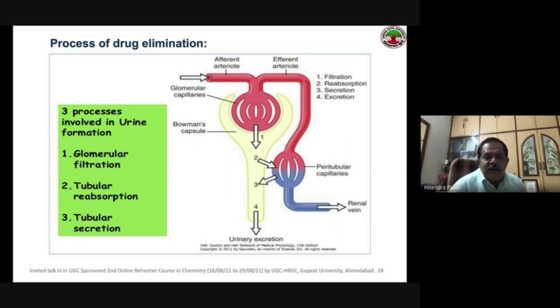Here, mainly with the Bowman capsule, important processes happen. One is filtration, and another is reabsorption that takes place over here. Then secretion also takes place, and lastly you can see the drug can be eliminated through urinary excretion. So these are the important terms of drug elimination: filtration, reabsorption, secretion, and excretion. That is the process of drug elimination.